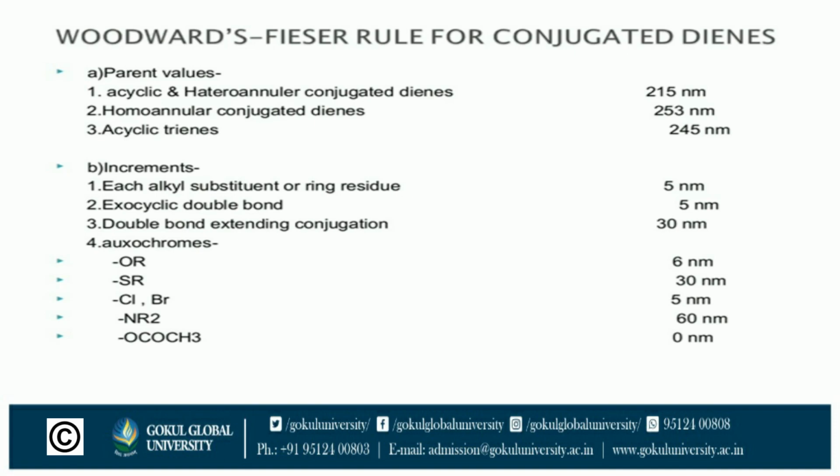Increments: some other increments are attached to or present in the structure. Each alkyl substituent or ring residue is 5 nanometer. Exocyclic double bond is 5 nanometer. Double bond extending conjugation is 30 nanometer. There are many types of auxochromes present in the structure. If an OR auxochrome is present, the value is 6 nanometer. For SR, 30 nanometer. Chlorine, bromine, 5 nanometer. NR2, 60 nanometer. OCOCH3, 0 nanometer.